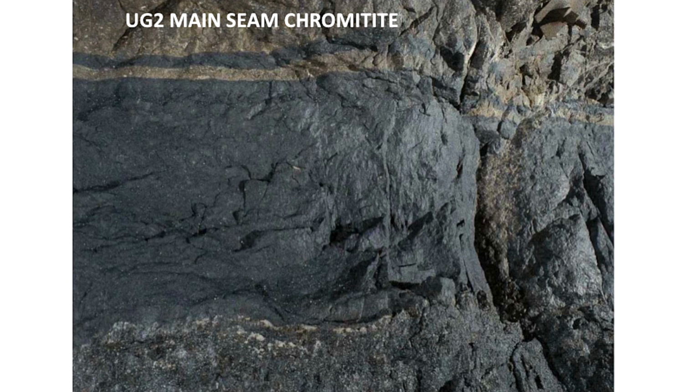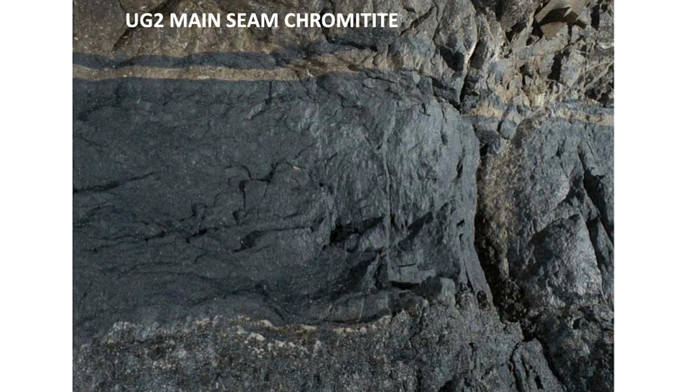Now this is one of our major platinum producing reefs, the UG2 main seam chromatite. It's about 80 centimeters thick, 6 grams per ton of PGEs. It's enriched in rhodium, which has a good price, that makes it very interesting, whereas Merensky reef is more enriched in platinum.